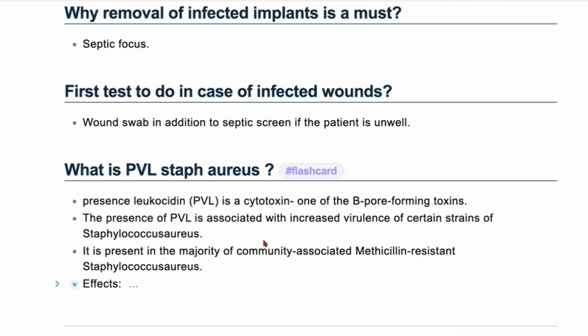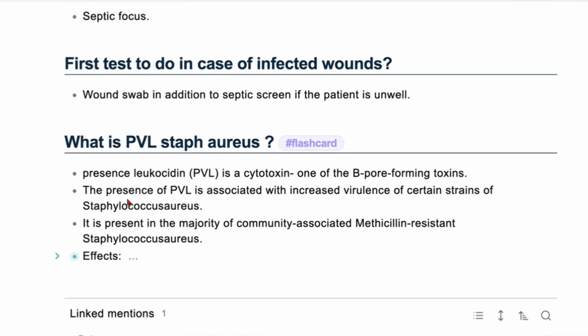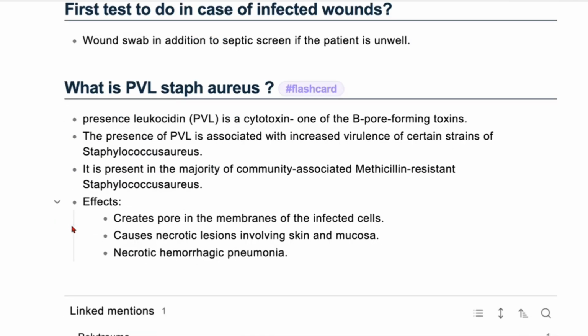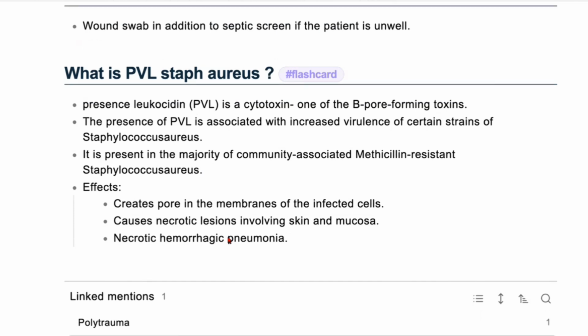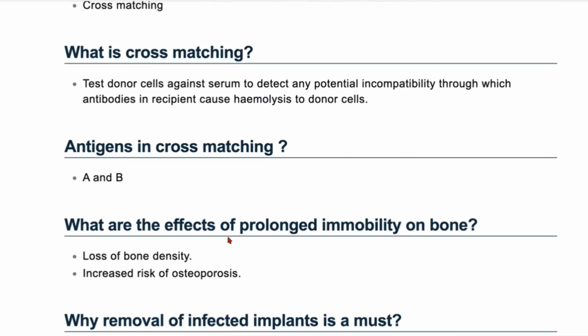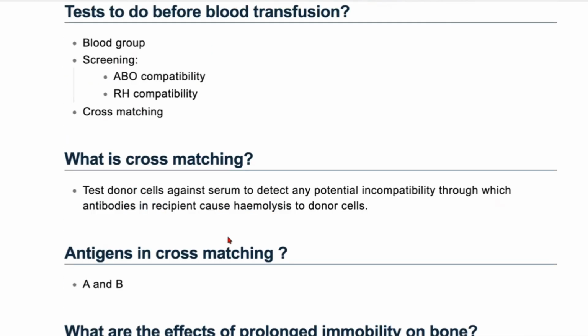Very good. It's a leukocidin, or the PVL. Very high virulence type of Staph aureus, and the way it does this, it creates some pores in the membranes of the infected cells, and this will cause necrosis, and it can lead to necrotic hemorrhagic pneumonia as well.